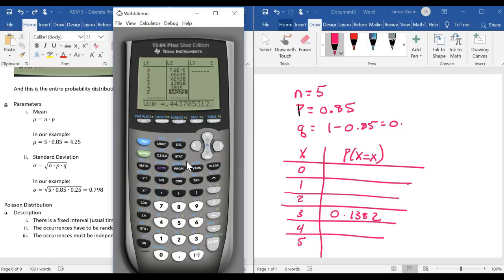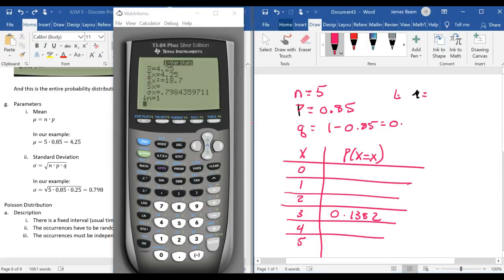Now, given that we just did this, it would be really easy, because I could go stat calc the one variable statistics, run it on list 1 and list 2, and it tells me that the mean is 4.25. So the mean or the expected value of this probability distribution is 4.25. And the standard deviation of this is 0.7984. Okay, but that seems like a lot of work to get the mean and the standard deviation from n and p.